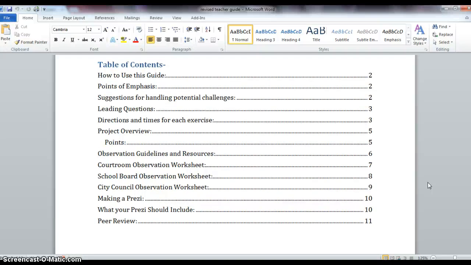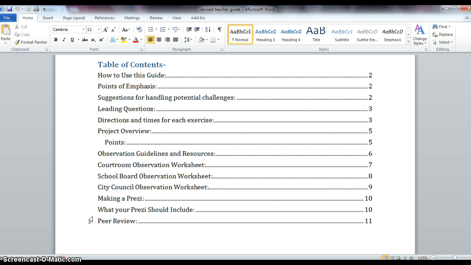It goes through how to use the guide, the different points of emphasis, the suggestions for potential struggles or challenges, leading questions, which I created as different board work activities, directions and times for each exercise, the project overview. Then this is stuff that the students all have in the student guide: the project overview, the points, the observation guides and resources, the courtroom observation worksheet, the school board observation worksheet, the city council observation worksheet, making a Prezi, what your Prezi should include, and the peer review.